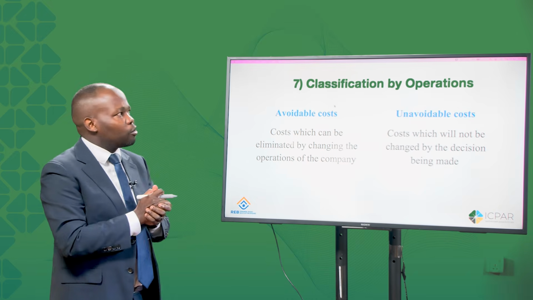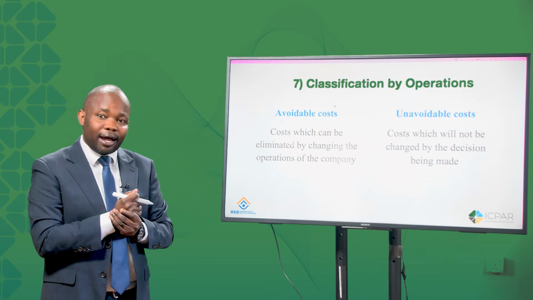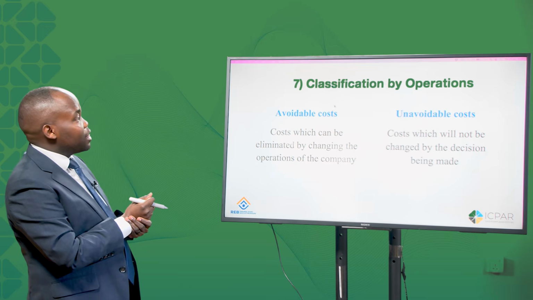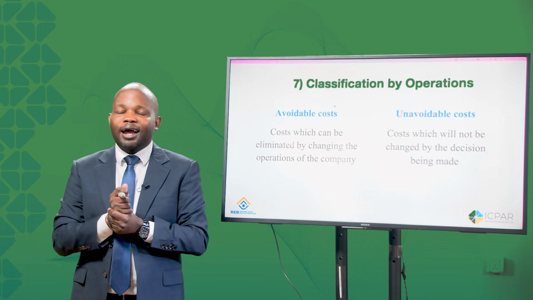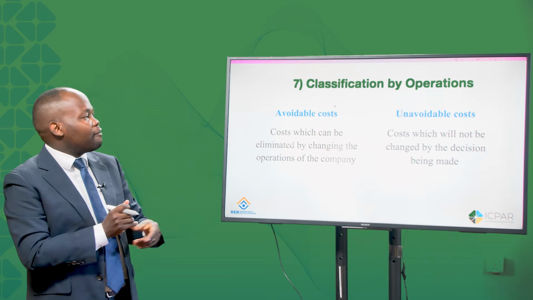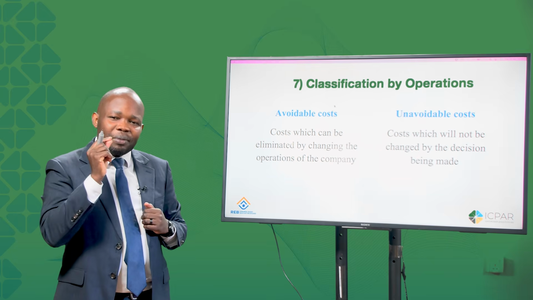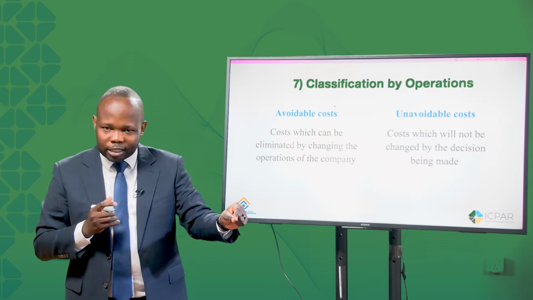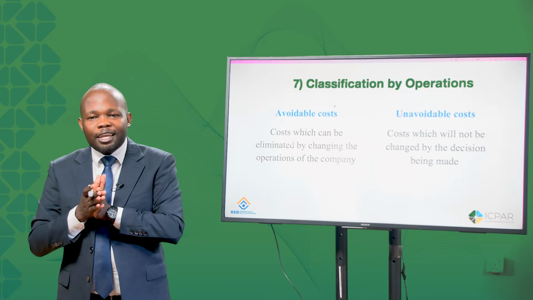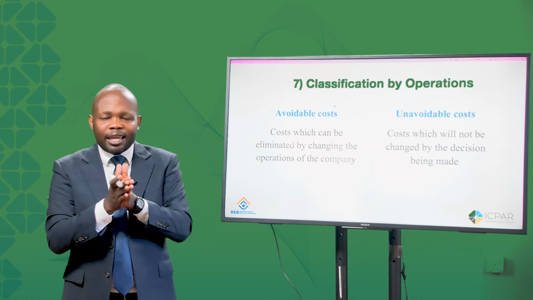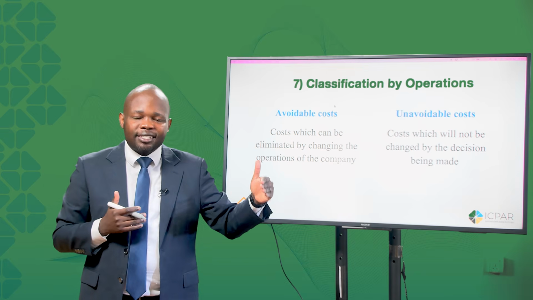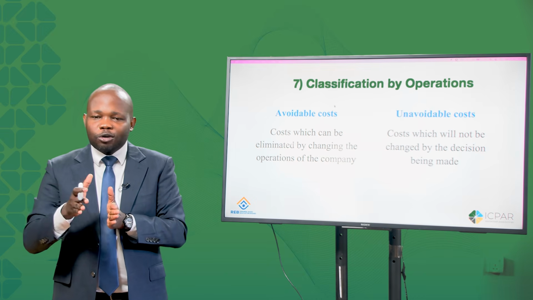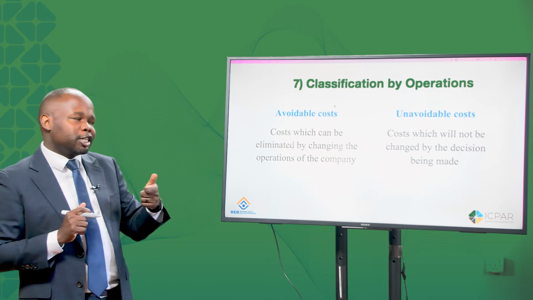The seventh way to classify costs is classification of costs by operations. When we classify costs by operations, these costs can either be avoidable costs or unavoidable costs. Avoidable costs are costs that can be done away with, eliminated by changing the way we operate. For example, if we introduce a new technology in a bank, internet banking can replace tellers. So the salaries of tellers are avoidable because if we introduce internet banking, it replaces the tellers.